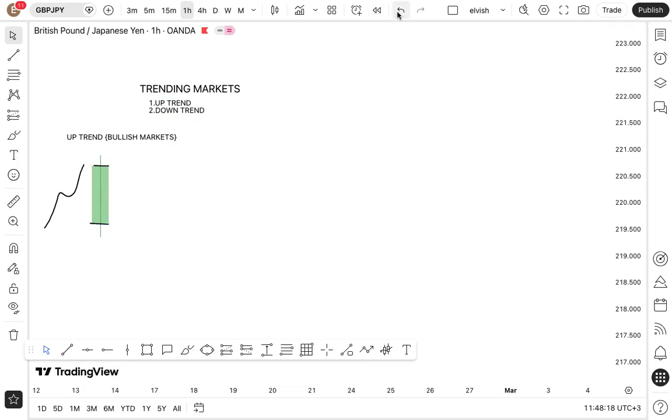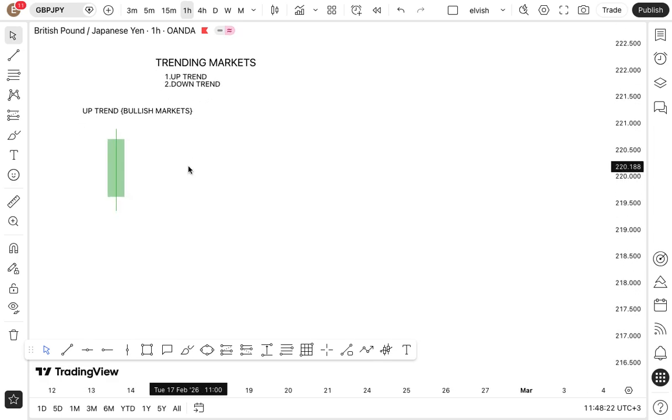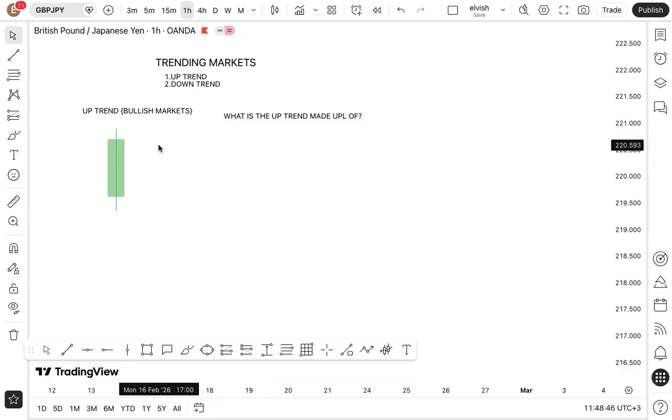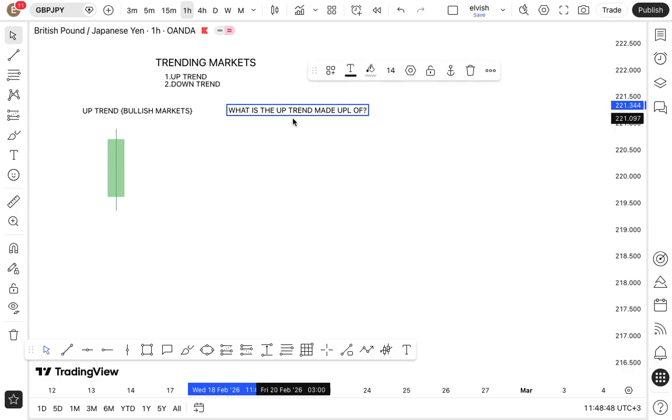So let me remove that drawing. So how does the uptrend look like? Let me put this: what is the uptrend made up of? That's the question that you will have to be asking yourself.